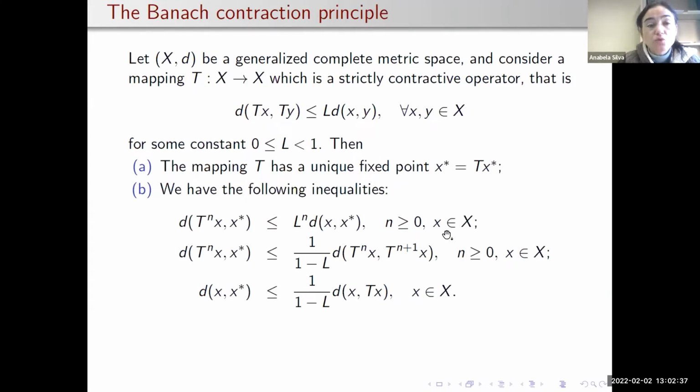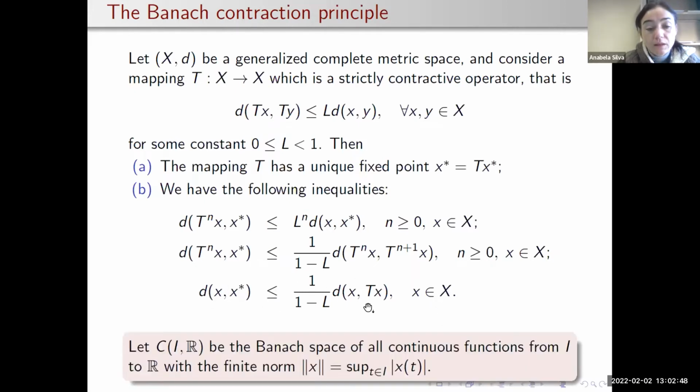In particular, since we are dealing with continuous functions, we will not use the derivatives, we will use the last property in a theorem that we proved. We use the Banach space of continuous functions from I, in our case [0, 1], with finite norm defined by the supremum of the absolute value of x. So this is a Banach metric space, and we will use the usual metric in it.